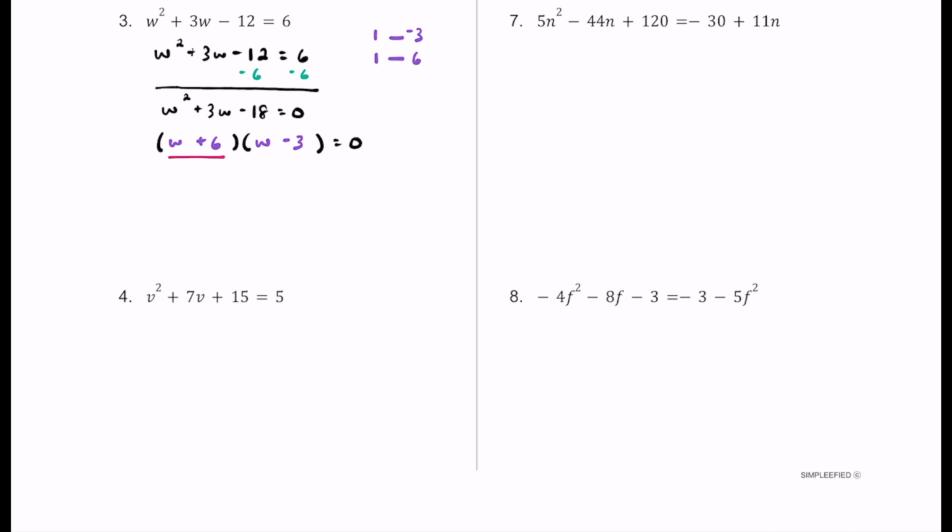Either this has to equal 0, so w plus 6 equals 0. Take away 6, take away 6. So if w was equal to -6, that would be one solution. And what makes this binomial equal 0? w minus 3 is equal to 0, add 3. And so if w was equal to positive 3, that would be a solution as well. So for our two solutions, or two x-intercepts, we have -6, 0, and positive 3, 0.